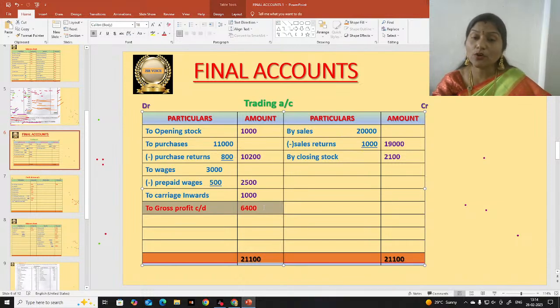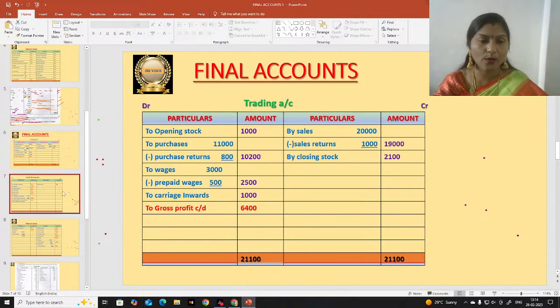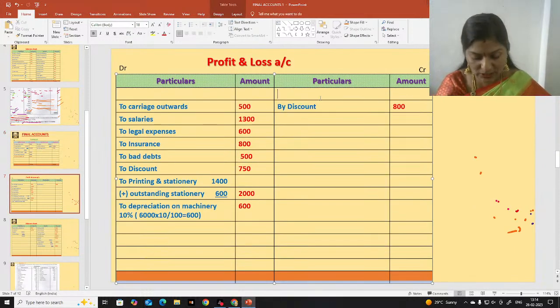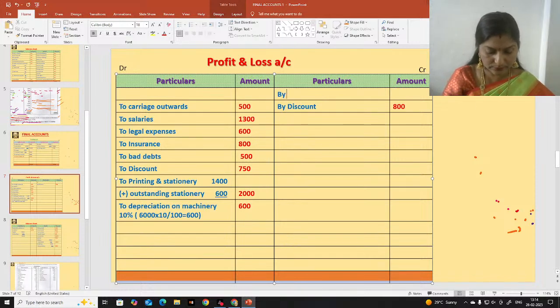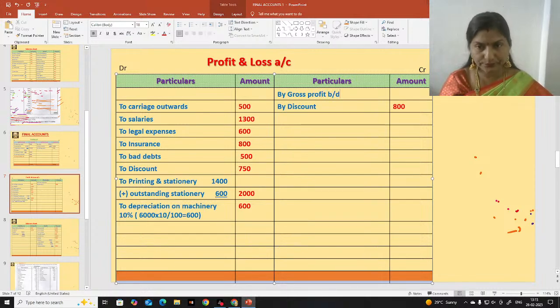Okay, this we should show in the profit and loss account on the credit side, because we are bringing it down. So here we will show as the first item by gross profit, you should say brought down. Okay, gross profit brought down. How much is that? 6,400. Same amount we are going to write.